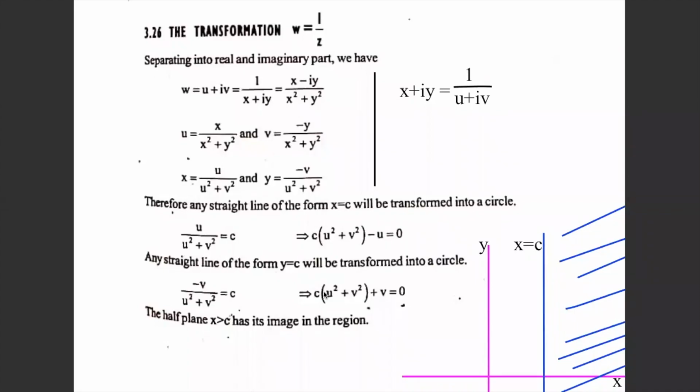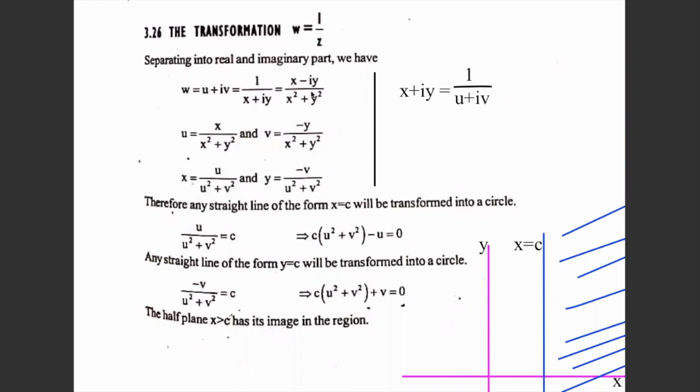The transformation W equal to 1 by Z. Now let F of Z be equal to W, which is equal to 1 by Z. W equal to U plus iV, which is equal to 1 by Z, where Z is equal to X plus iY.